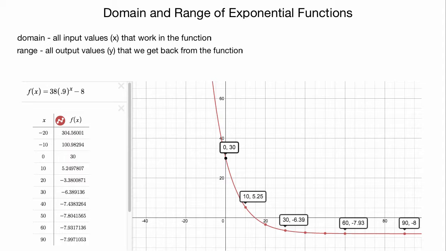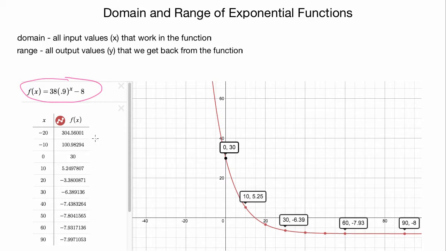So here we go. We've got the function f of x equals 38 times 0.9 to the x power, but then we have a vertical shift where we're going to subtract 8 from the entire function. And here you can see the table of values and the graph. Both are representations of what is going on with this function, and it starts big, slows down and seems to decrease and decrease, and then sort of flattens out.